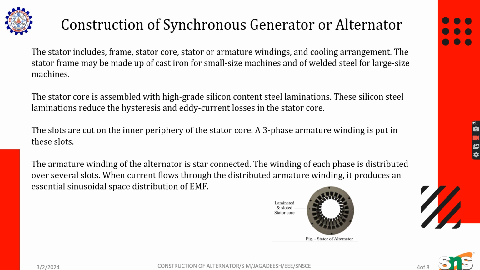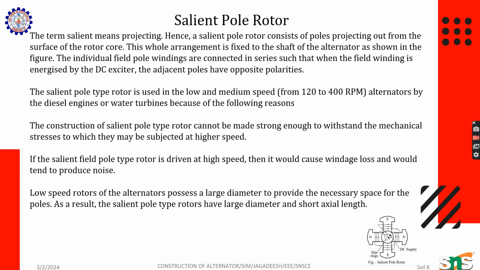Basically, when we talk about the stator of the alternator, the stator consists of stator core, stator armature winding, and there is a provision for the cooling arrangement. This stator is made up of high grade silicon content steel lamination to reduce the hysteresis and eddy current loss in the stator. There will be the provision of slots, in which the winding can be placed. Sometimes the armature winding is star connected or delta connected. Based on the voltage requirement, the distribution of EMF will happen. So this picture shows the stator of the alternator.